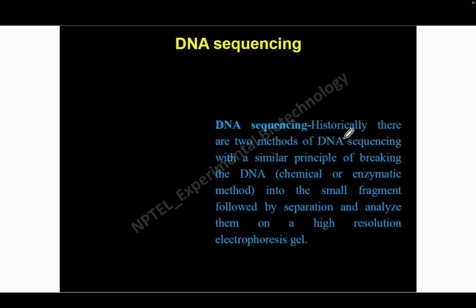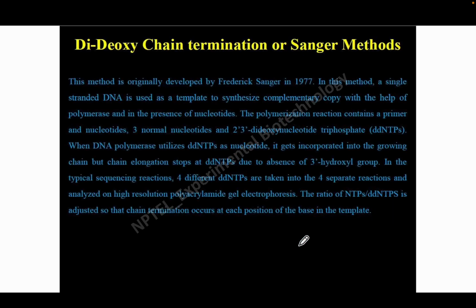DNA sequencing, historically there are two methods with a similar principle of breaking the DNA, by chemical or enzymatic method, into small fragments, followed by separation and analysis on a high resolution electrophoresis gel. Dideoxy chain termination, or the Sanger method. This method was originally developed by Frederick Sanger in 1977.